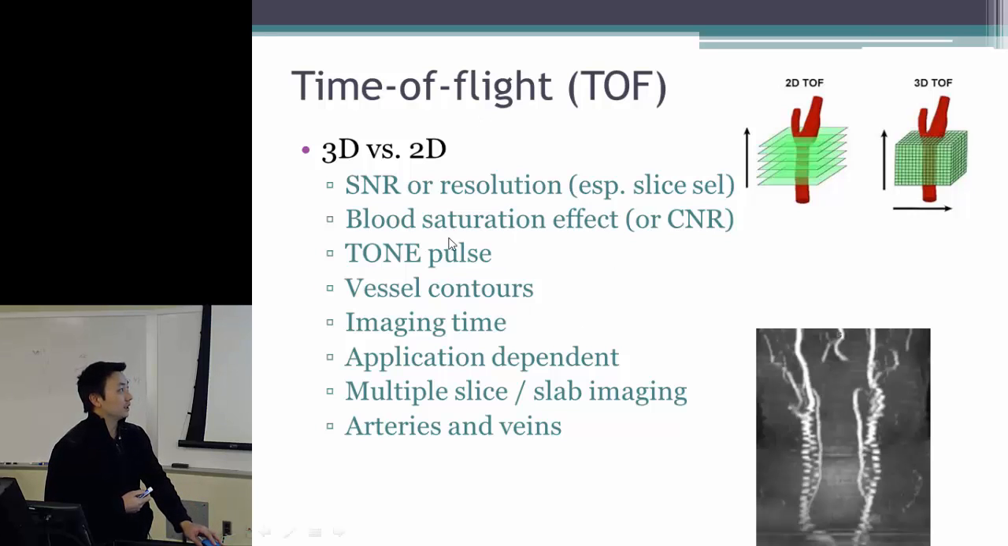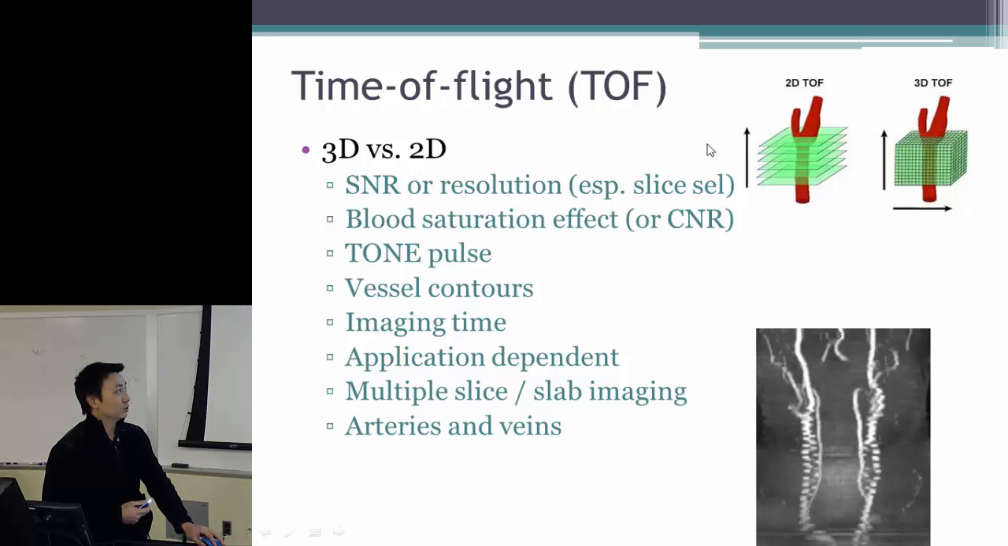So first is the SNR, the signal to noise of the image. For 3D, we definitely can get a much higher SNR than the 2D case because we have multiple partition encoding steps that will reduce the noise level. And also the resolution of the 3D along the slice select direction will be much higher. We can actually set this resolution to arbitrary for the 3D case.